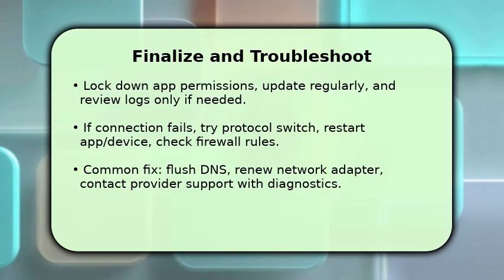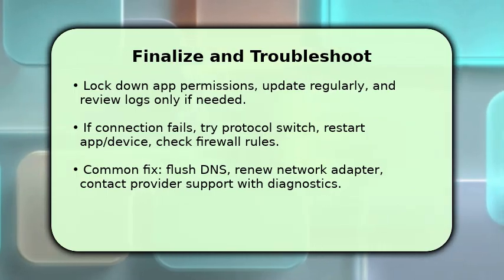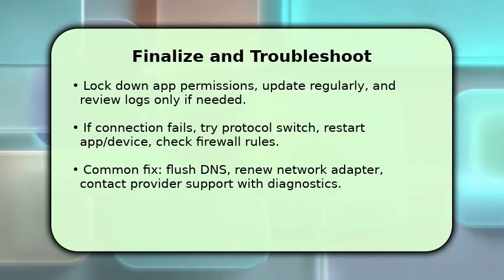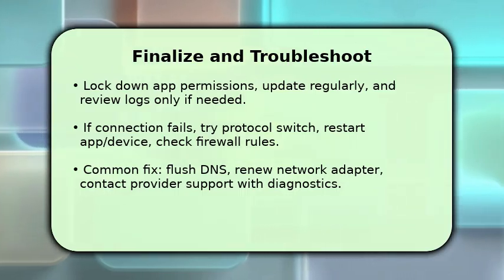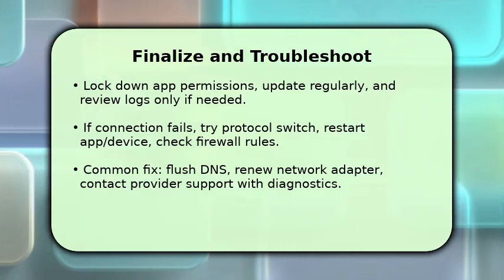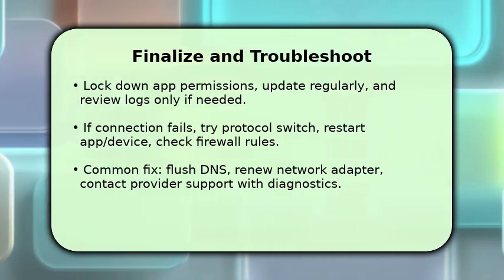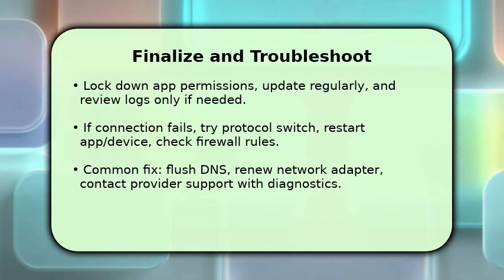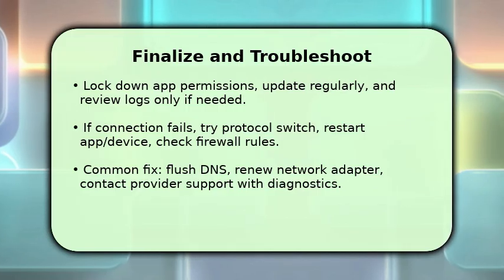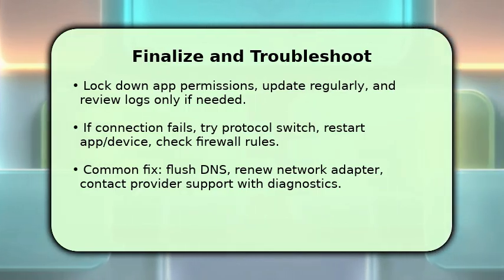If you can't connect, follow a short checklist. Switch protocol, toggle kill switch off then on, restart the app and device, and confirm local firewall or router isn't blocking VPN ports. If problems persist, flush DNS and renew the adapter to clear stale routing, then gather diagnostics and contact provider support. Keep in mind legitimate uses only and comply with local law while using privacy tools.